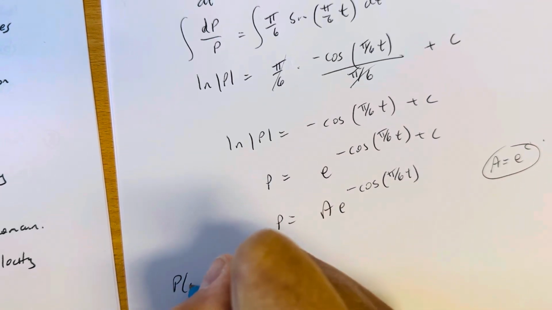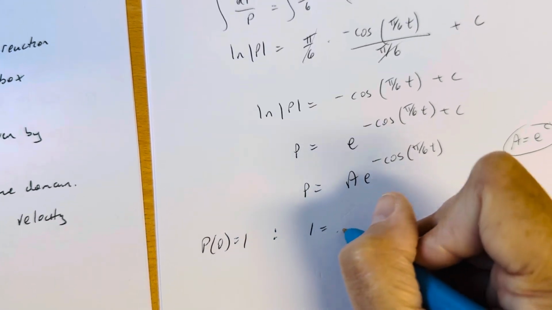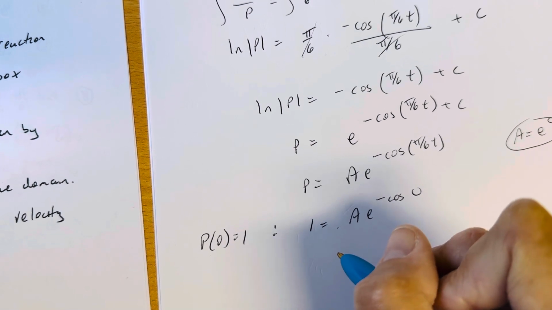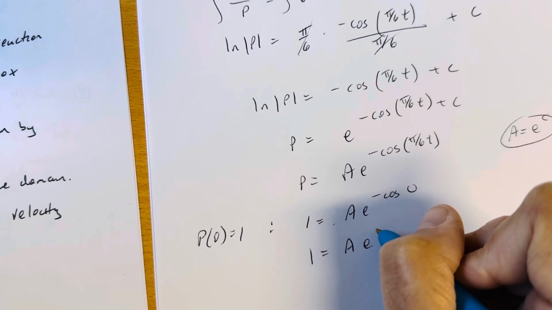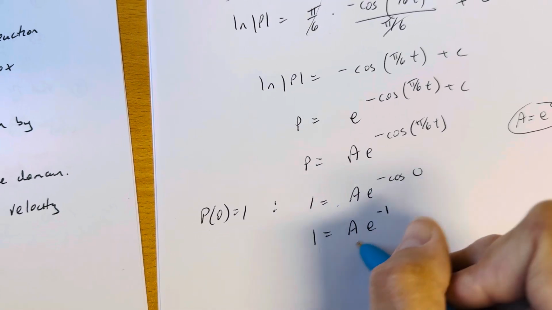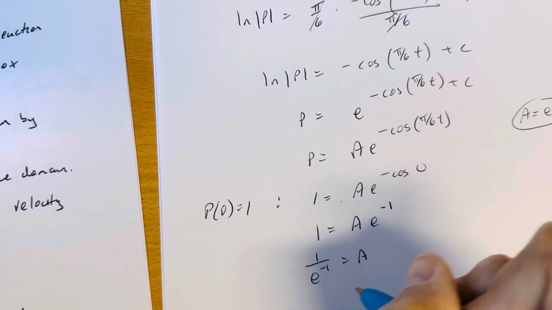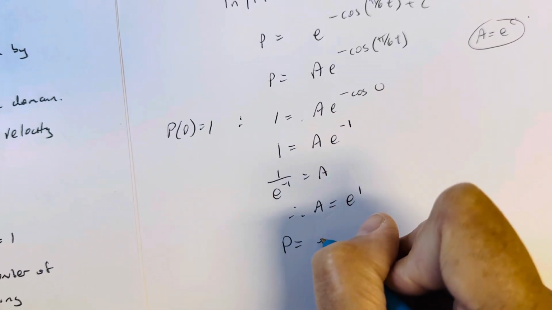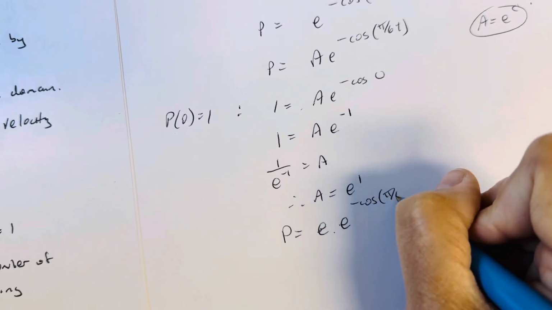We knew that P0 equals 1, so at the start of spring it's 1. That gives me 1 equals A e to the negative cos 0. 1 equals A e to the negative 1. So bring this over, so that's going to divide over. 1 over e to the negative 1, so A equals e to the 1, or just e. So P equals e times e to the negative cos(π/6 t).